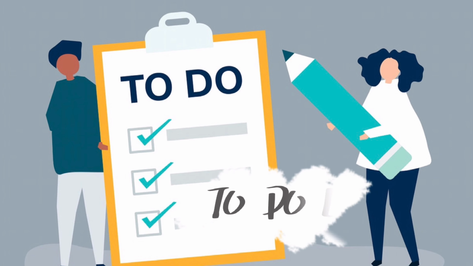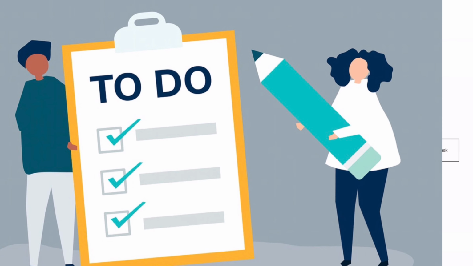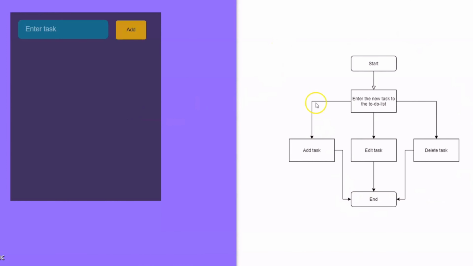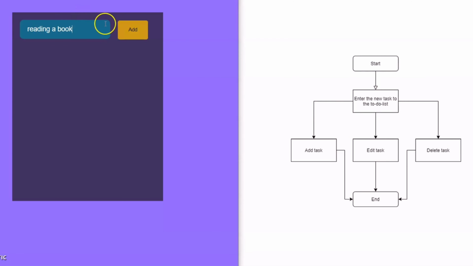Next is the to-do list, which uses the React.js library. So this is basically the flowchart of the to-do list, and this is the interface of the to-do list app. First, we can enter a new task to the to-do list. Like we can enter reading. We click the add button. So it will show reading a book in this place.